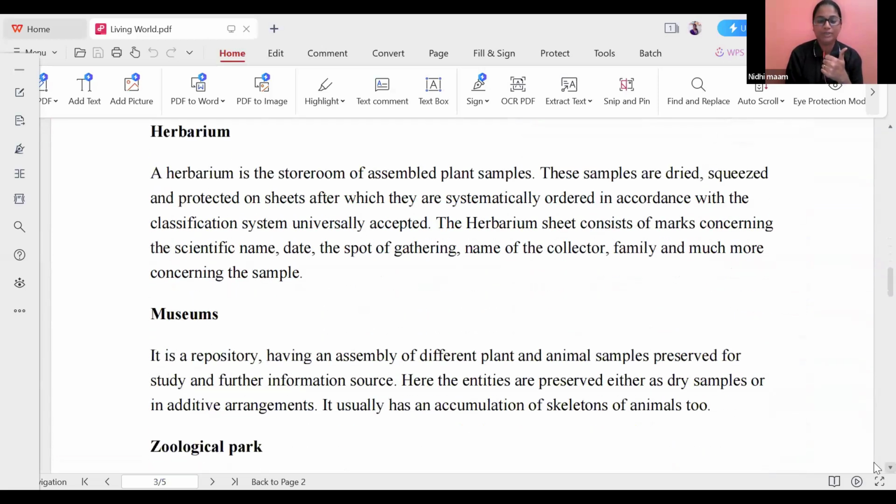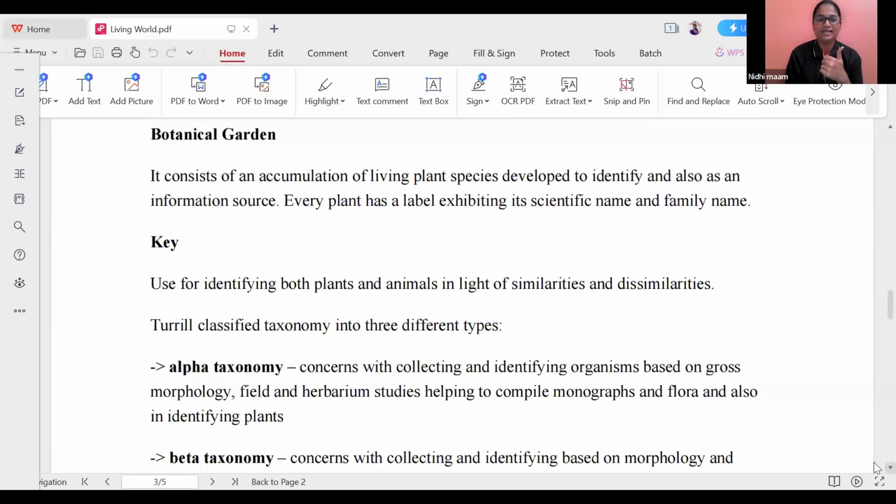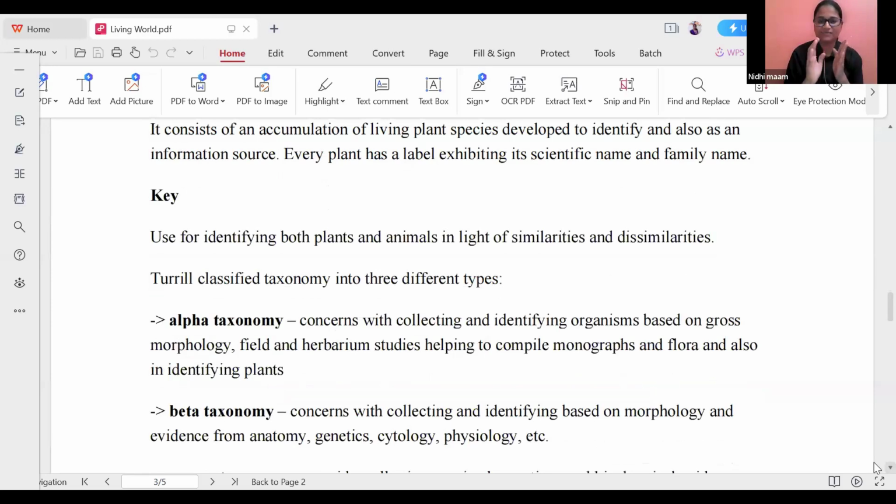Herbarium, museums, zoological park, botanical garden, key. Regarding this, we will discuss later. Now we will start with solving the questions.